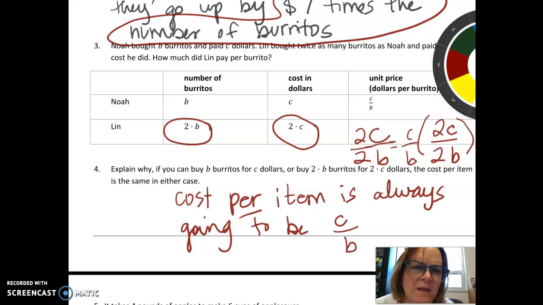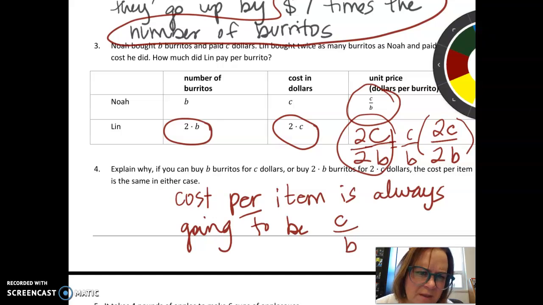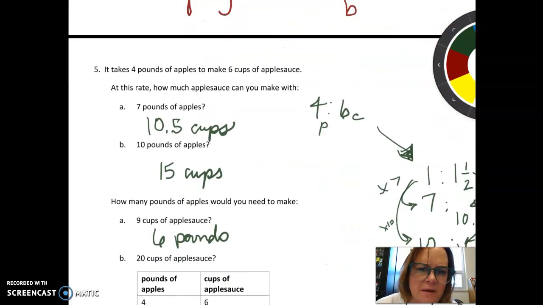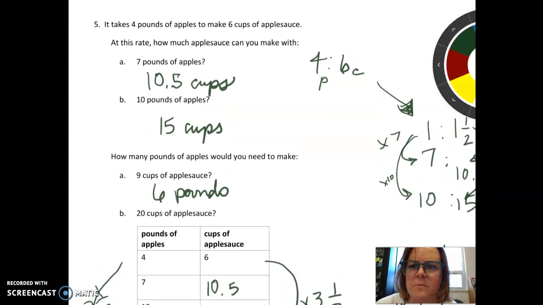But when we take the cost divided by the burritos, like we see right here for Noah, C divided by B, it's just going to be 2C divided by 2B. And 2C divided by 2B is equal to C divided by B. So the cost per item is always going to be the same. It's still going to be cost divided by the number of items that you buy.